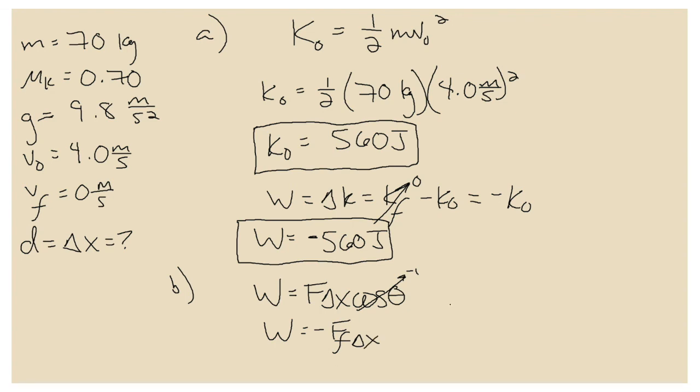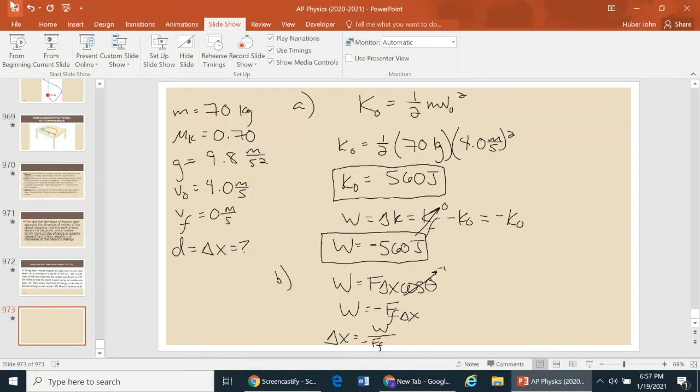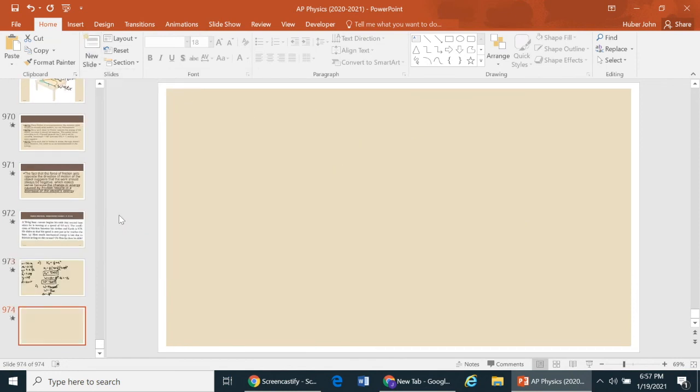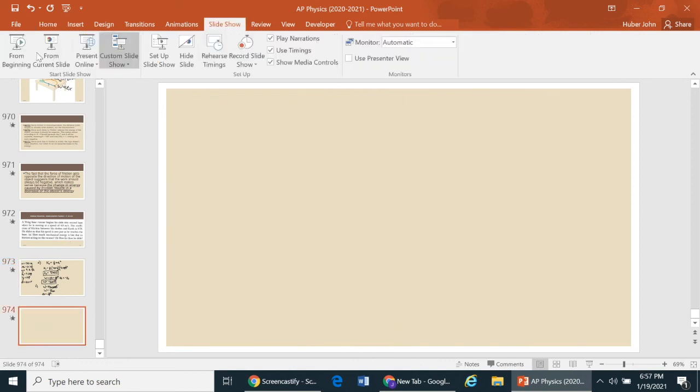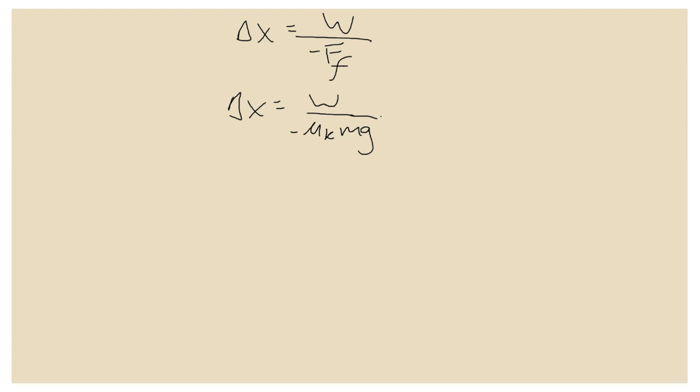Now, notice we can go ahead and solve this equation for delta X, and that'll give us delta X equals W over negative of the force of friction. And obviously, because we've run out of room here, we're going to need to go ahead and continue this work on the next slide. And so we'll go ahead and write here just that last line over again, delta X equals W over negative of the force of friction. And now we can make our substitutions. Delta X is going to be the work over negative mu mg. Notice here we're just substituting in the equation for the force of friction.